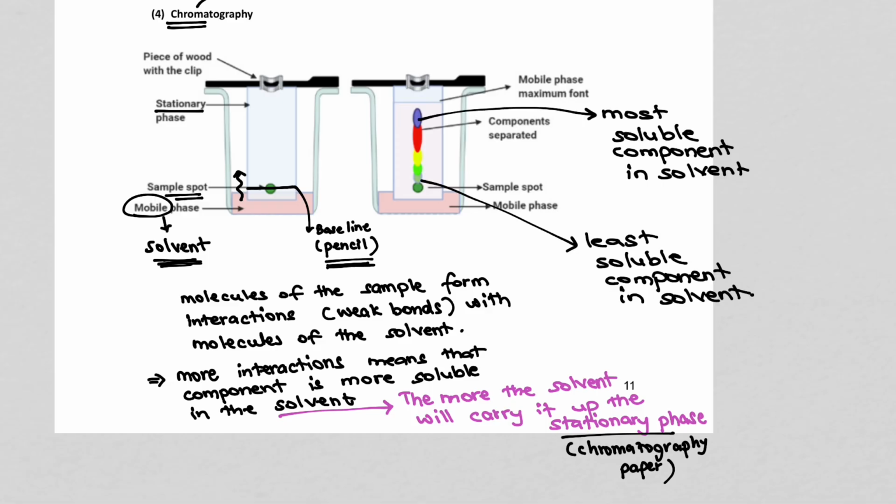Now, once the solvent has reached almost the end of the chromatography paper, we're going to stop the chromatography and we are going to draw the solvent front. The solvent front is the maximum height that we allow the mobile phase to go up to.